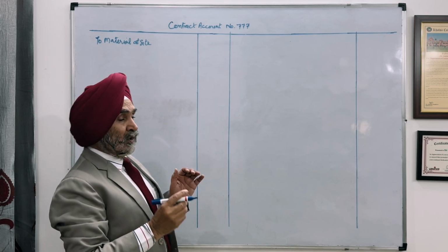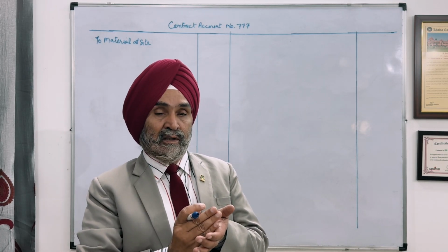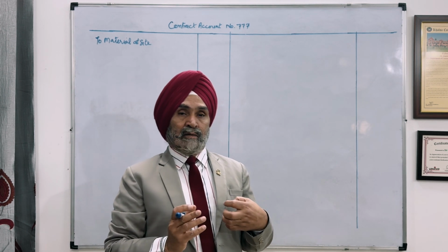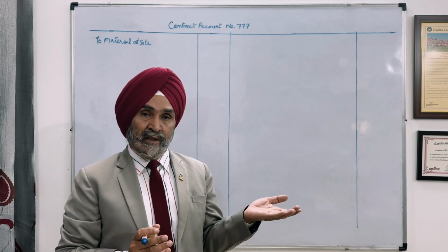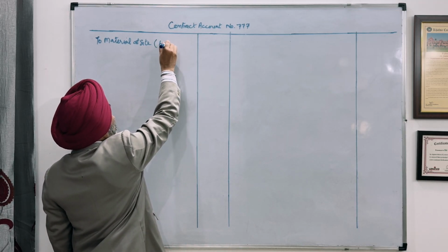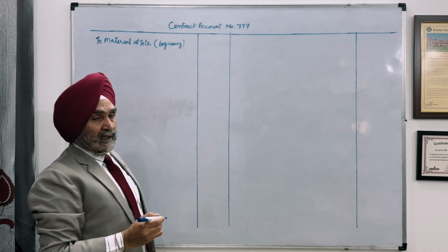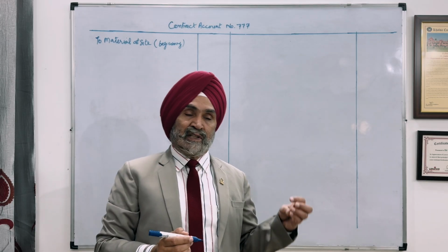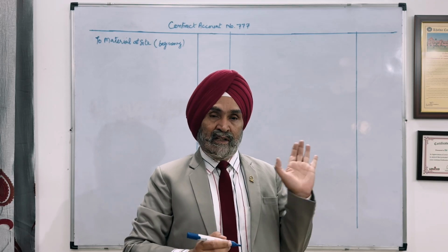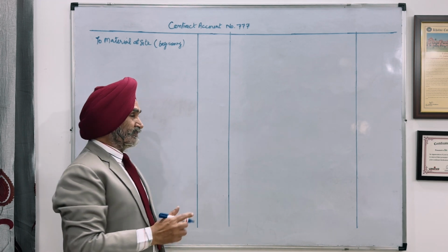If a contractor commenced business in this year, then this material at site will not be there. But if the contract commenced in the preceding years, then material at site in the beginning will definitely be there. Whatever material is lying at the site, it may be sand, bricks, cement, or steel, all materials are included in this.